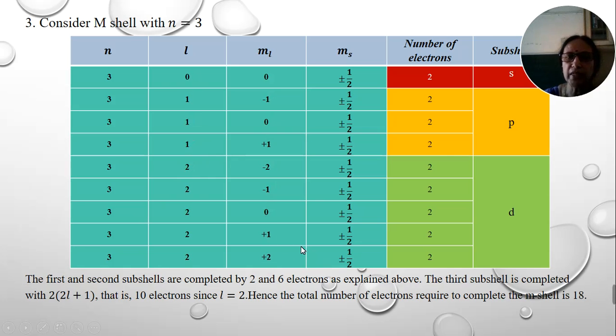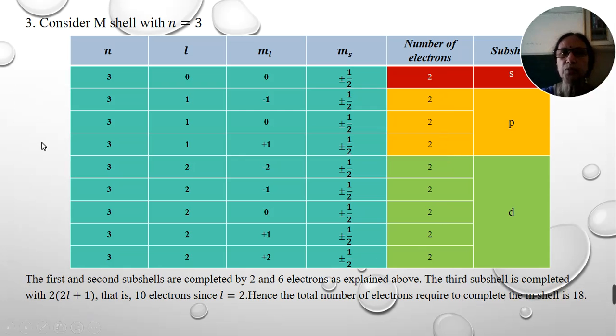And each of these assign MS 2 values, thereby we will get 2 in the S orbit, 6 in the P orbit, and for the D subshell we will get 10 electrons, 2, 4, 6, 8, 10. Therefore, the third orbit can accommodate a total of 18 electrons. 10 plus 6 plus 2 is 18 electrons can be accommodated in the third shell.